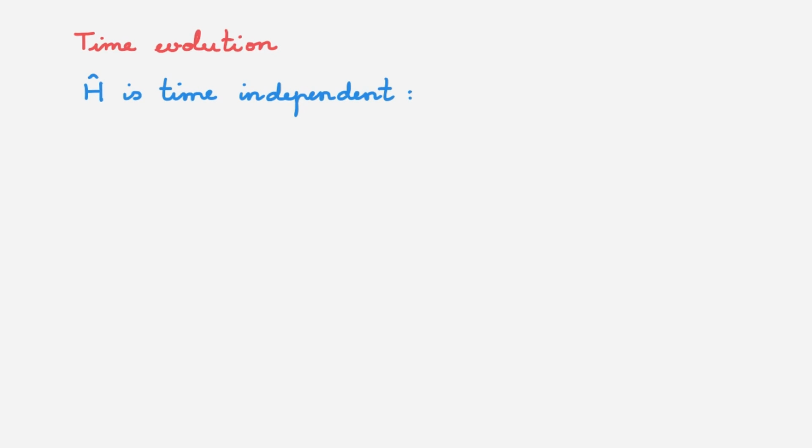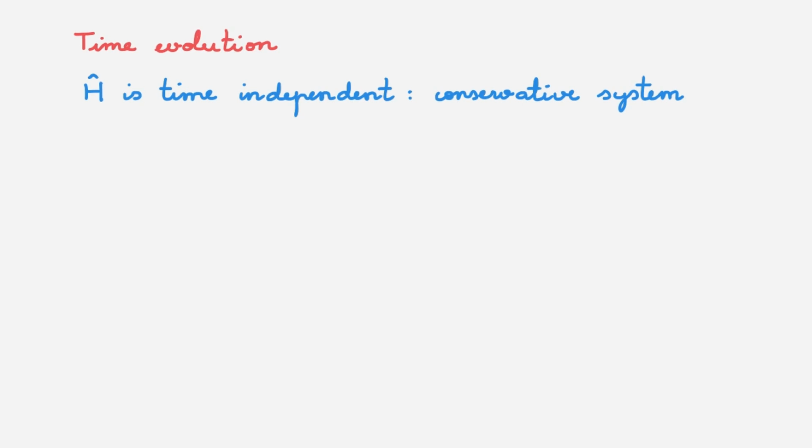Now that we understand coherent states, let's investigate their time evolution. The first step is to realize that the Hamiltonian of the quantum harmonic oscillator is time independent. And remember that a system for which the Hamiltonian is time independent is called a conservative system. From the video on the Schrödinger equation, we know how to evaluate the time dependence of a conservative system.